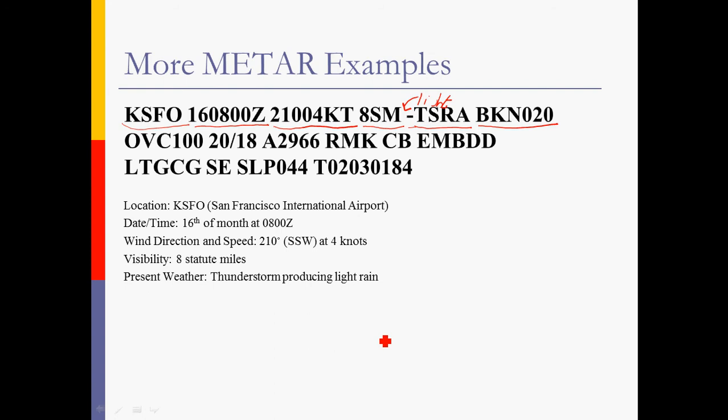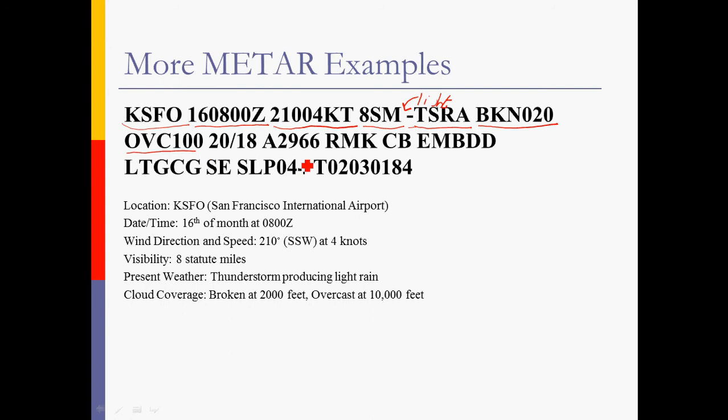Next, we have OVC 100. This is telling you that there were overcast conditions, or another way of saying that is that the sky was completely covered by clouds at 10,000 feet. Remember, to get the feet, you have to add 2 zeros to the end of the number. And by the way, 10,000 feet is at a height in the middle cloud range. So broken clouds at 2,000 feet, overcast clouds at 10,000 feet.